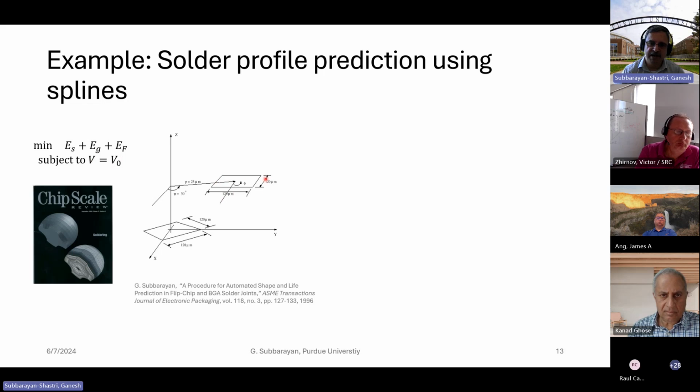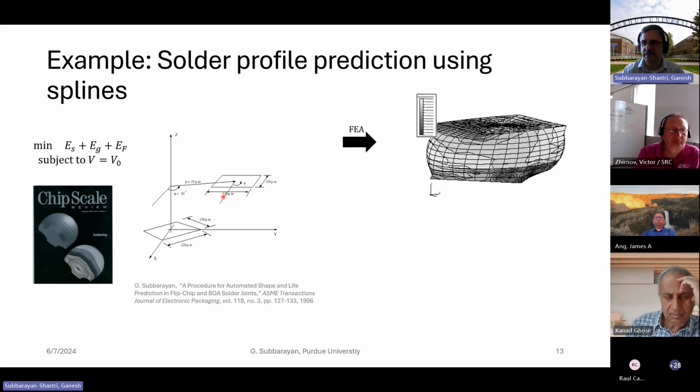So if I have two pads that look like this, misaligned, offset, then you can actually predict the shape by controlling every point here. This is the procedure we developed here by optimizing the location of every nodal point on the surface. I can come up with a shape, and then I can figure out a way to mesh the solder droplet in 3 dimensions, analyze, and figure out its elastic plastic creep behavior.